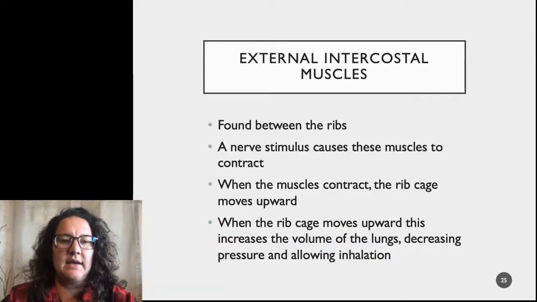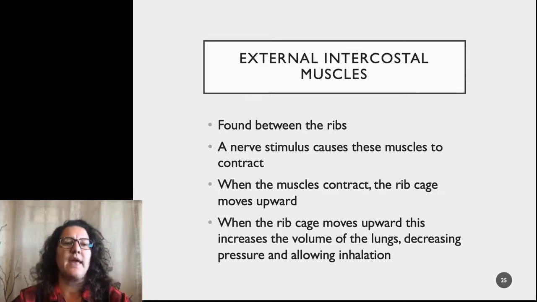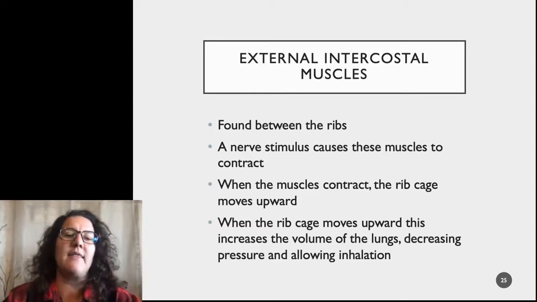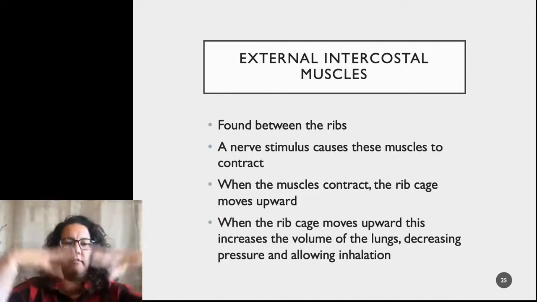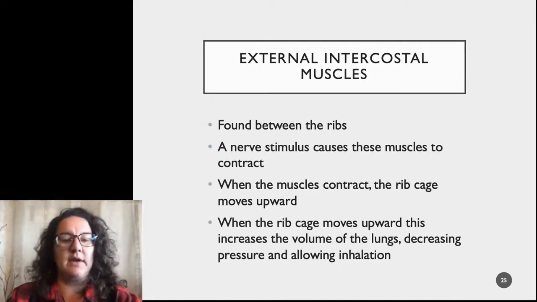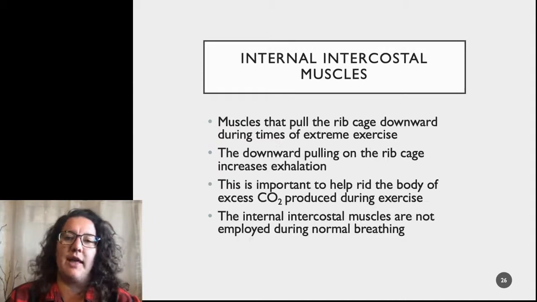Also assisting in control of respiration physically are the external intercostal muscles and the internal intercostal muscles. The external intercostal muscles are found between the ribs, and a nerve stimulus will cause these muscles to contract. As the muscles contract, the rib cage moves up and outward. So as the rib cage moves up and outward, again, this is going to increase the volume of the lungs. So as our diaphragm moves down, our ribs move up and out, allowing for inhalation because our lung volume is larger, decreasing the pressure in our pleural cavity.